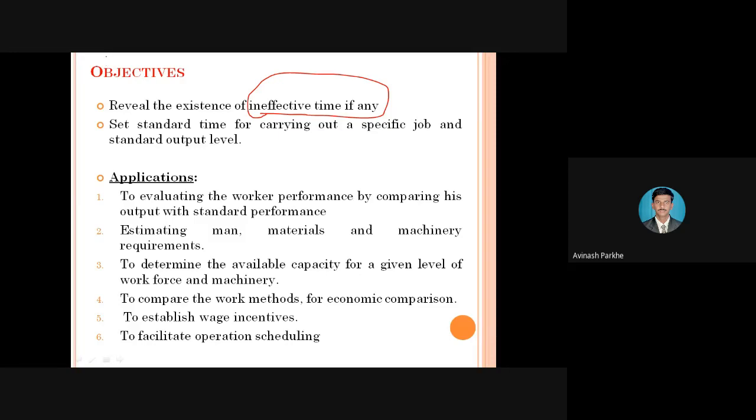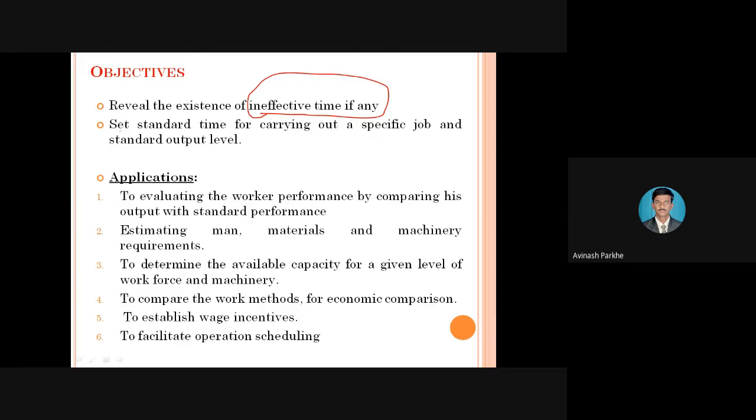That means your job can be completed in 2 hours only. In that 2 hours, I have considered normal time also. Also, I have considered all the types of allowances also. But then also 30 minutes extra is required. That means that 30 minutes is extra ineffective time which is unnecessarily generated. And that extra 30 minutes of ineffective time I have to eliminate. This is the major objective of the work measurement.